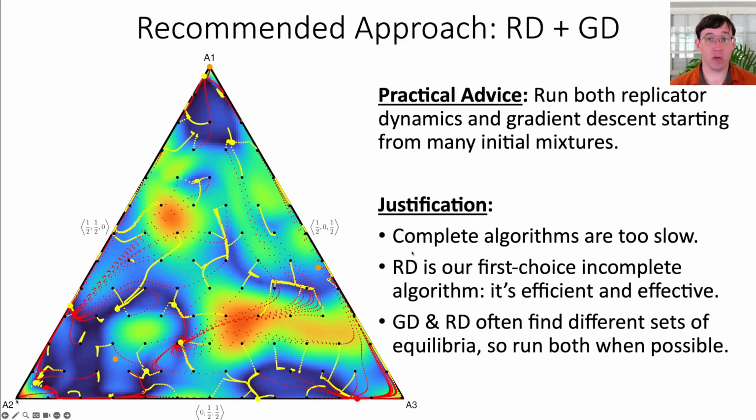But replicator dynamics runs very fast, and if we initialize it from many different initial points, it's likely to find a few Nash equilibria. And even though gradient descent is generally slower than replicator dynamics by roughly a factor of the number of actions in the game, our data structures are efficient enough that running gradient descent is often feasible, and we generally find that replicator dynamics and gradient descent find only partially overlapping sets of equilibria, and so we can get more Nash equilibria by running both and taking the union.